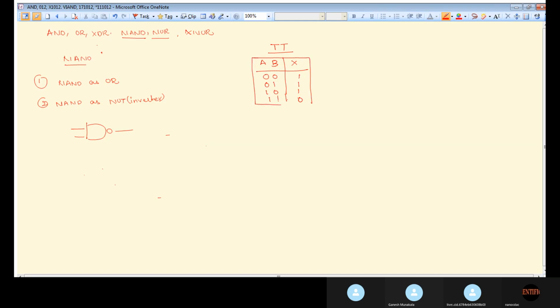How do you make this NAND gate work as an inverter? If I'm giving 0, 0, the output is 1. If I'm giving 1, 1, the output is 0.